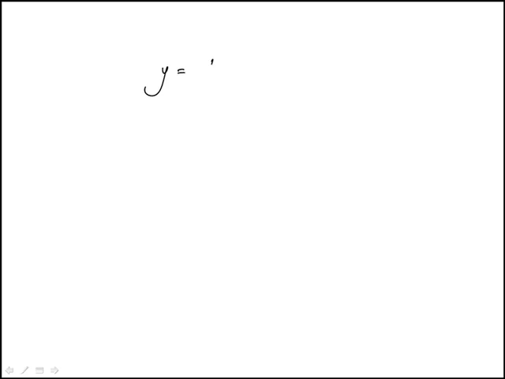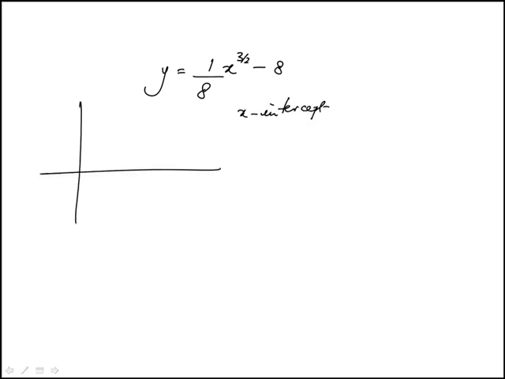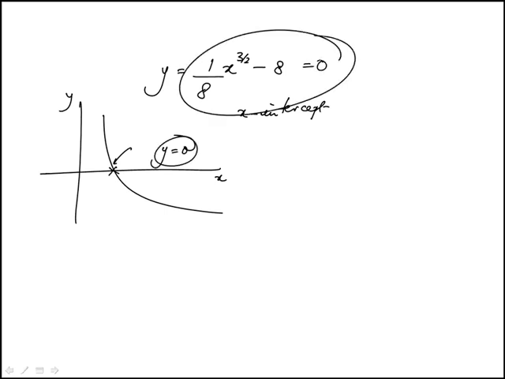We're given this function y is equal to 1/8 x to the power of 3/2 minus 8, and we're asked to find the x-intercept. So the x-intercept is where the function intersects the x-axis, and that's where y is 0. So we have to set this to 0 and find the corresponding value of x.